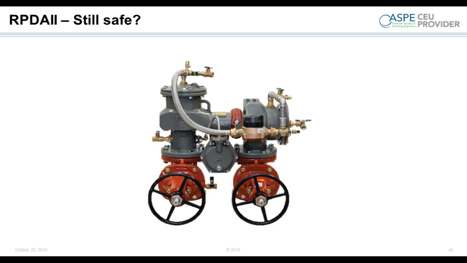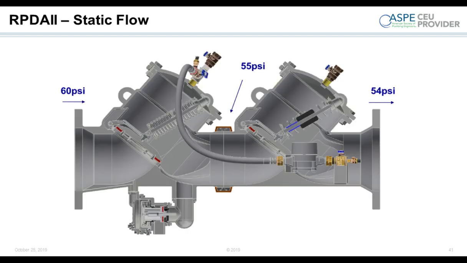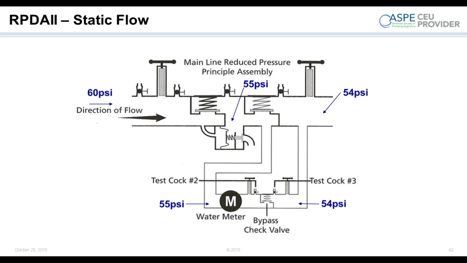So if we take a look at an RPDA2, the difference is even more significant. So if we look at a cutaway, again, where that bypass is coming in after the first check, it's going through a meter in a single check, and then coming back in after the second check in the main valve. So again, let's take a look at a simplified diagram. So here we have our differential pressure relief valve, our first check in our main valve, our second check in our main valve, and then our single bypass.